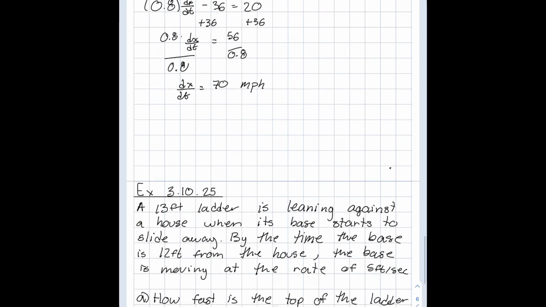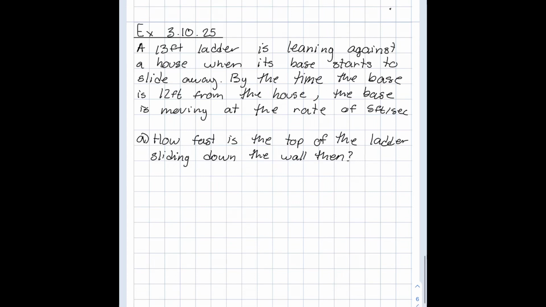This next problem I really like because it shows all the different questions that you can ask given just one problem and one little picture. Okay, cool. A 13-foot ladder is leaning against a house when the base starts to slide away. By the time the base is 12 feet from the house, the base is moving at a rate of 5 feet per second. So before I even read part A, I'm going to draw my masterpiece.